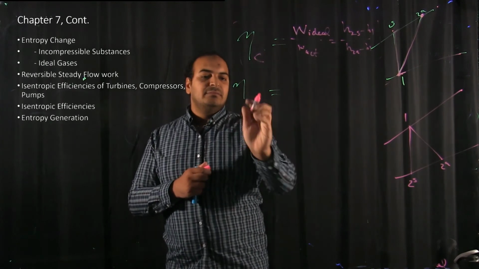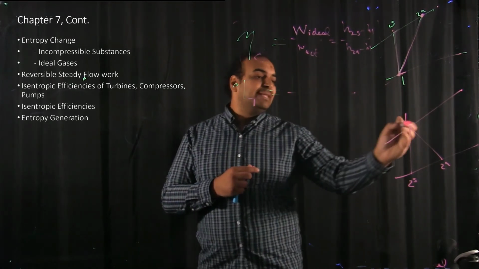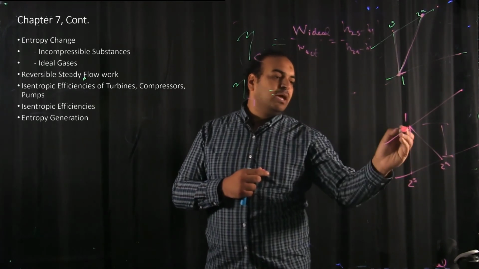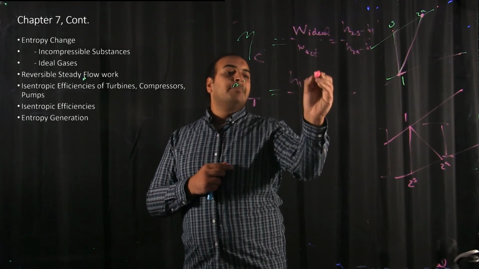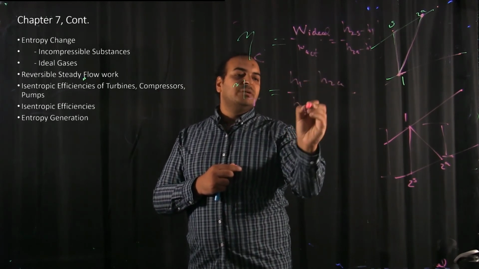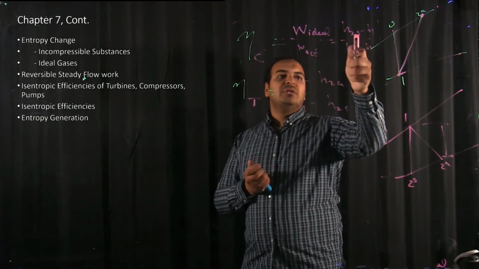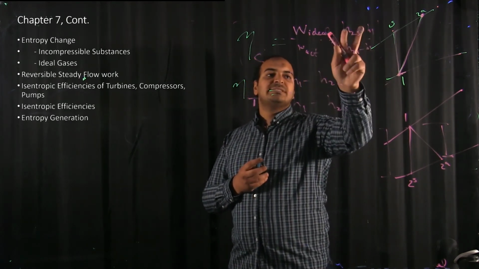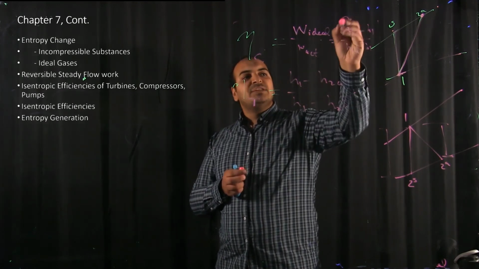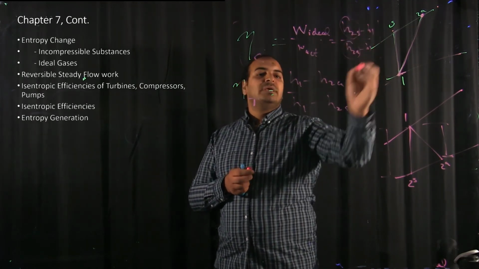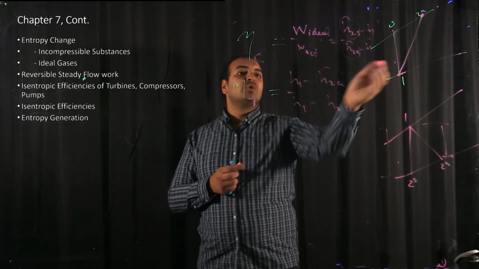For the turbine, it's exactly the same, shorter over longer, but now I get less than what I was supposed to get because I have some losses. So it's H1 minus H2A over H1 minus H2S. Remember, start with H1 here. The state 2 is higher than state 1 for the compressor, and state 2 is lower than state 1 for the turbine, because this is expansion and this is compression.